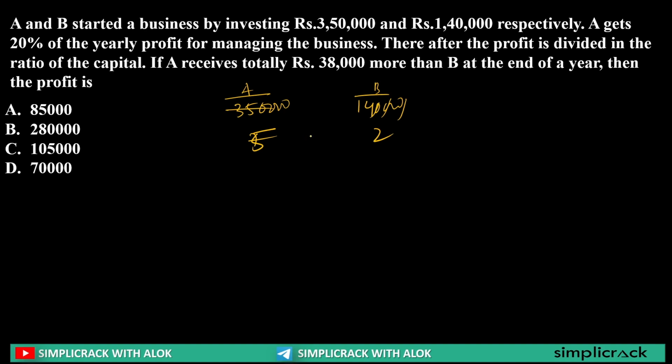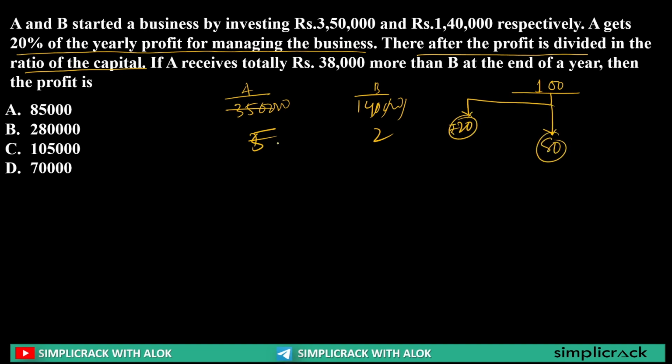Correct. Now, what it is saying is that A gets 20% of the yearly profit for managing the business. Thereafter, the profit is divided in the ratio of capital. For example, 100 is the total profit generated. Out of this 100, 20 rupees will first go to A. Then the remaining 80 will be divided between A and B in the ratio of 7:2. So how much will A get? 80 by 9 into 7. How much will B get? 80 by 9 into 2.